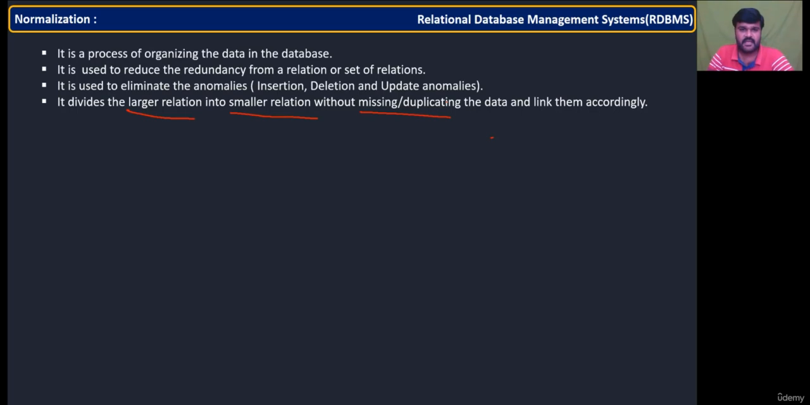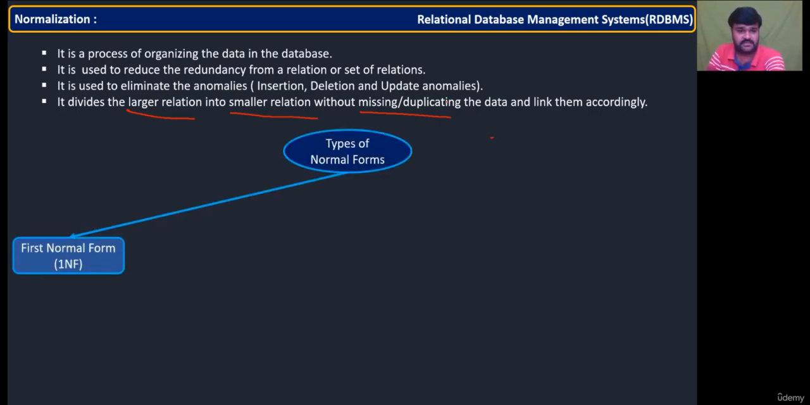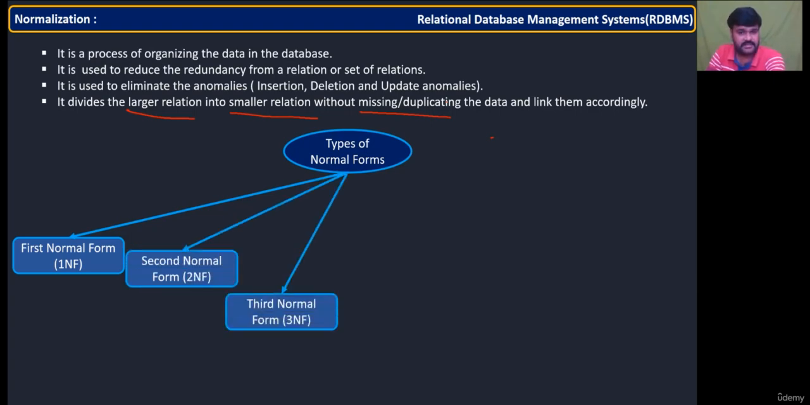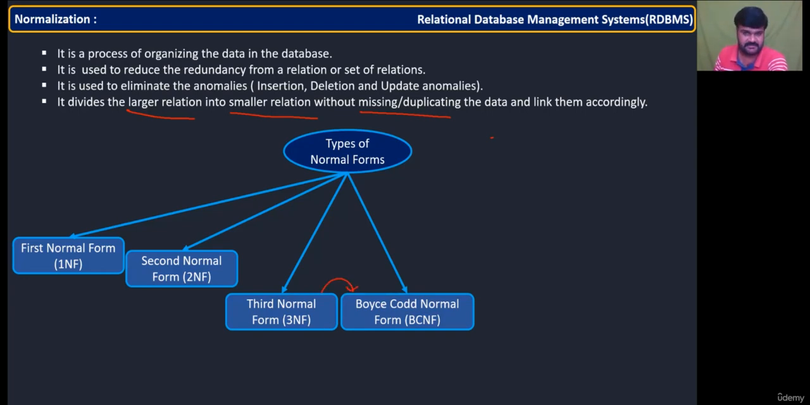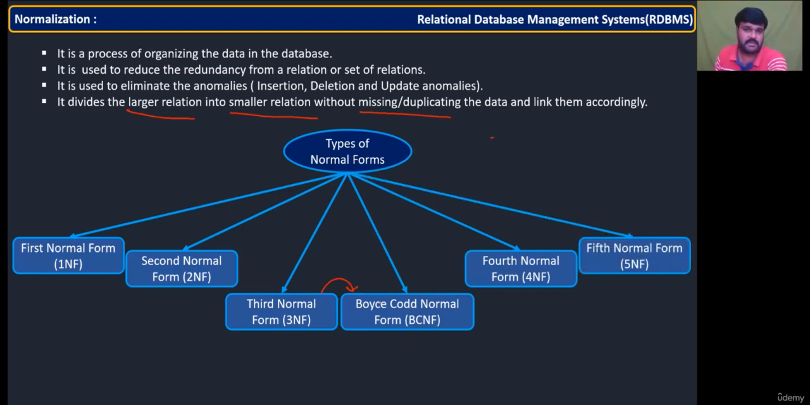Now let us get the idea of how many normal forms we have and what those are. If you see the types of normal forms, the first one is first normal form, very easy to remember. In short, you can call it 1NF. The second one is second normal form, 2NF. Then next, third normal form. Then the next one is Boyce-Codd normal form, BCNF in short. This is an extension to third normal form, nothing more. And of course, fourth normal form, and then we have fifth normal form.